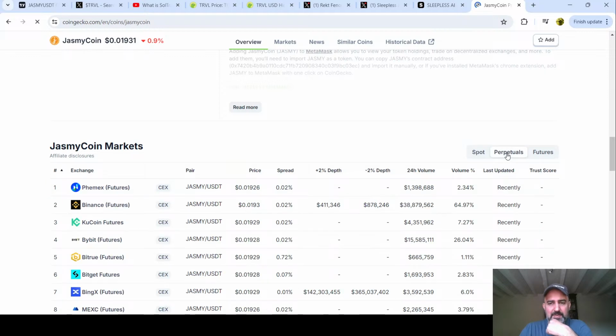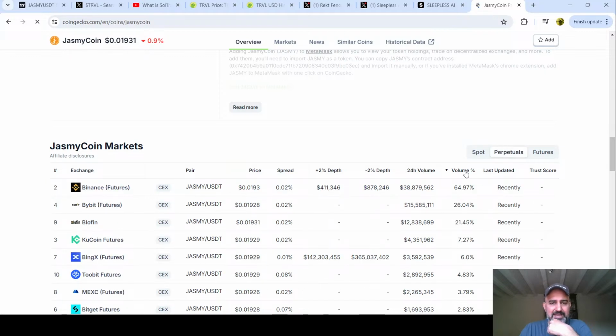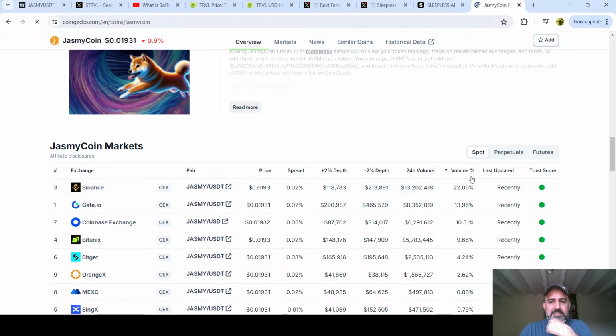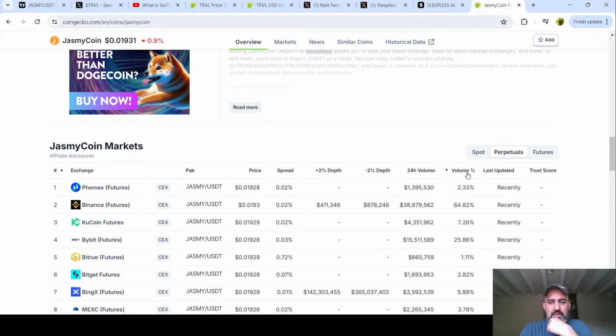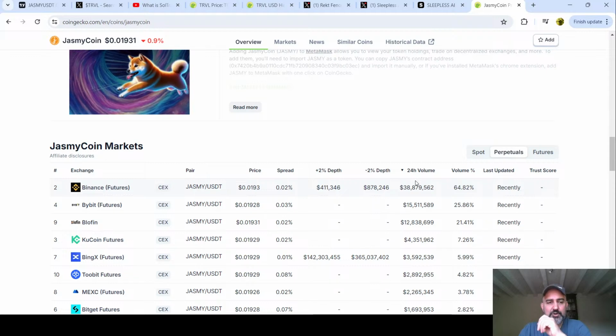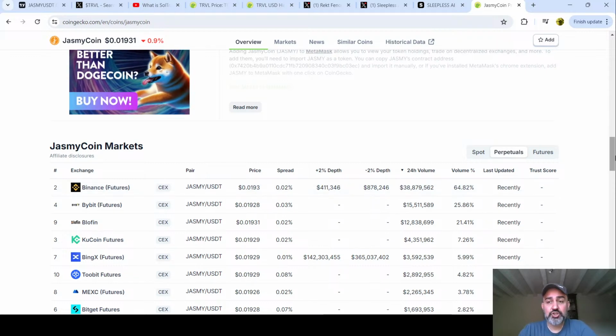Perpetuals, Binance Futures has the most volume at 64%. That's $38 million worth of volume in the last 24 hours. The spot Binance is $13 million. The perpetuals has $38 million. So for all intents and purposes, you really want to be using Binance Futures to chart on.